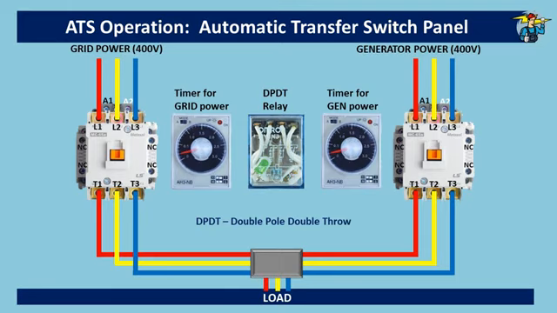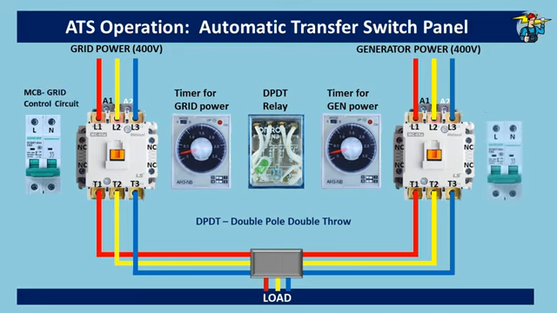In DP/DT relays and timers, two separate inlet ports are available, each having two outlet points, where one is at normally open position, and the other port is at normally closed position. Then we need two pole MCBs for grid side and generator side.